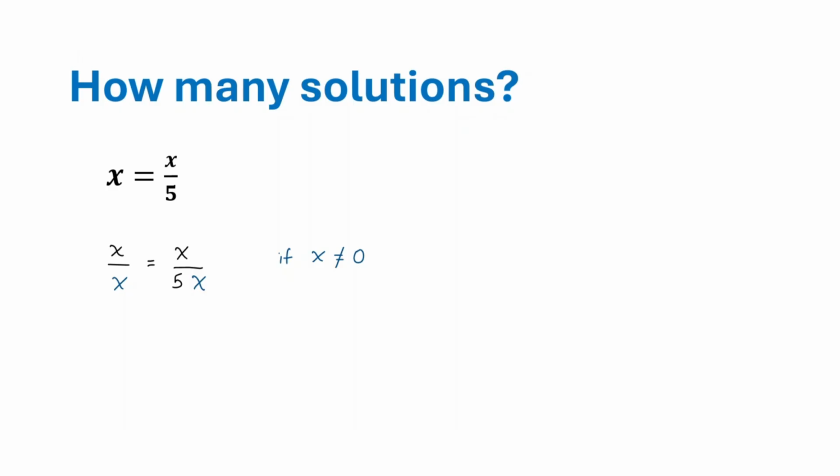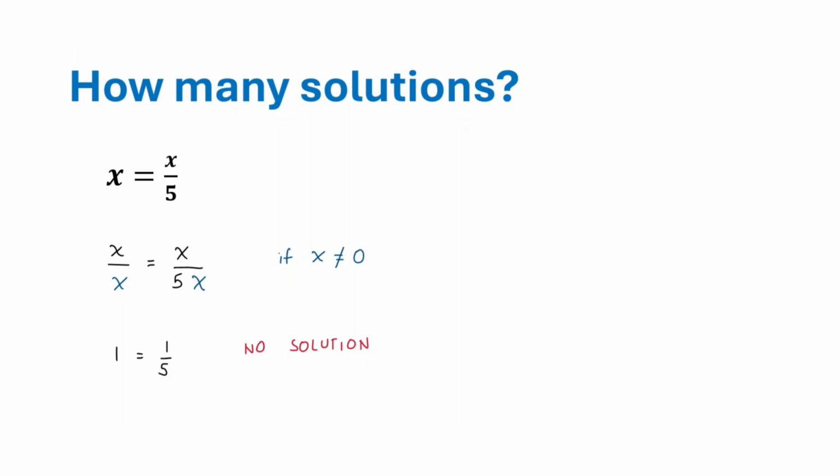x divided by x is 1. x divided by 5x is 1/5. So we obtain 1 is equal to 1/5. But this is never true. 1 is never equal to 1/5. So if x is not equal to 0, the equation has no solution.